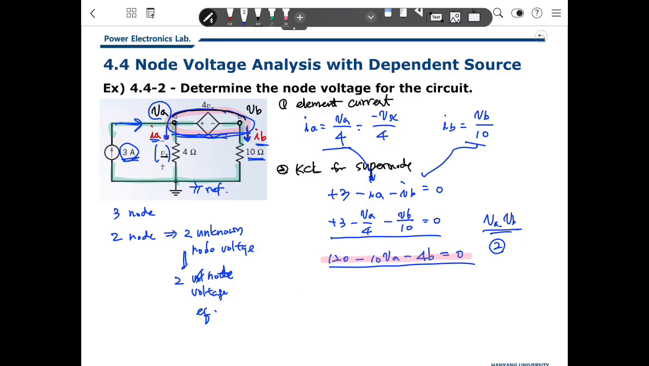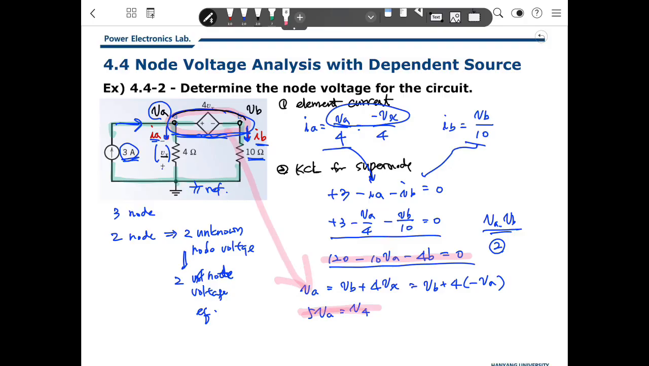Supernode defines VA equals VB plus 4 Vx. And what is Vx? Vx is minus VA. So VB plus 4 minus VA. Then 5 VA will be V4. So this is another equation that is from the supernode.